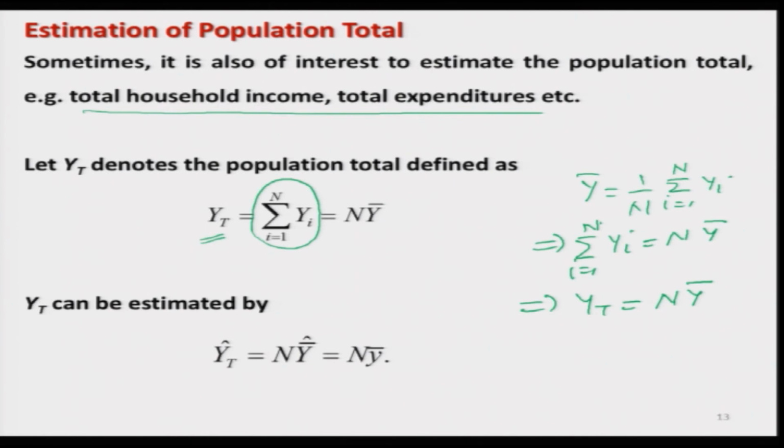So, if I know the estimator of capital Y bar, then I can obtain the estimator of Y total directly using the one-to-one transformation. We had estimated capital Y bar by small y bar. So, the estimator of the total will become simply N times small y bar. That is, Y total can be estimated by Y_T hat, which is equal to N times small y bar. That means sample mean times the population size.